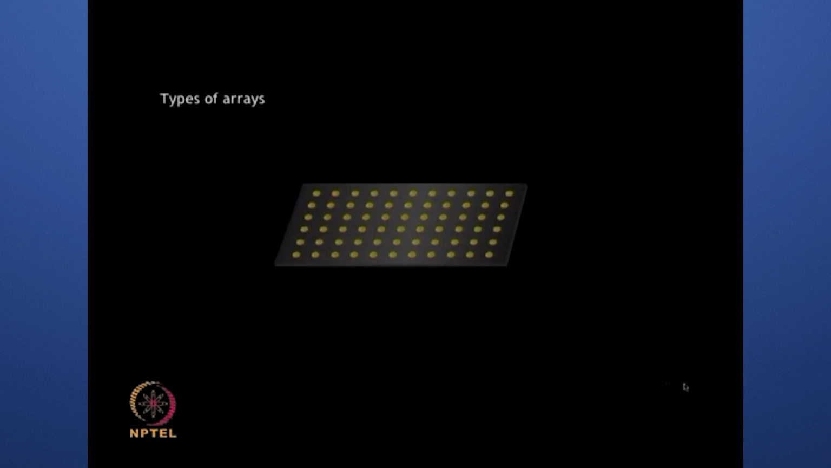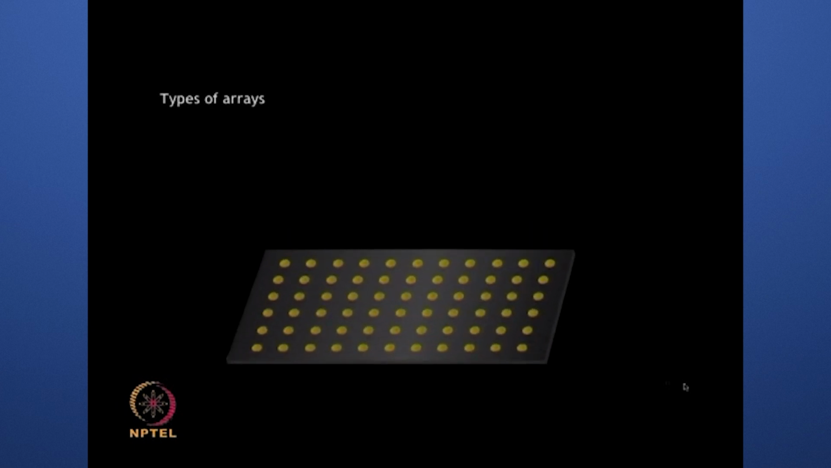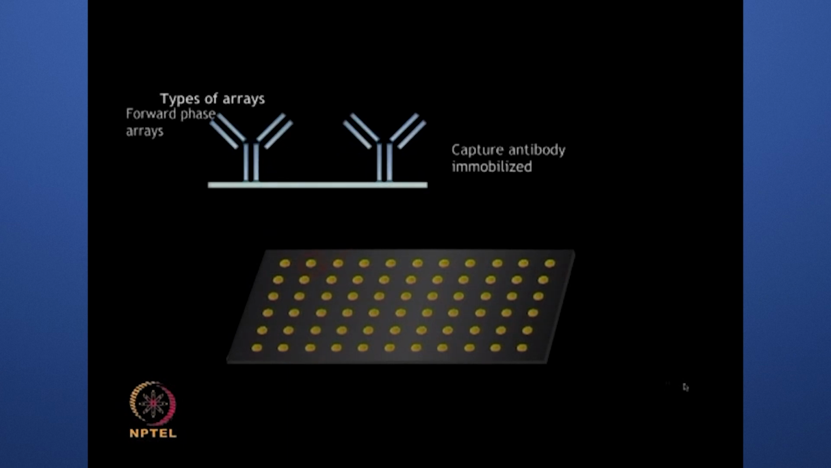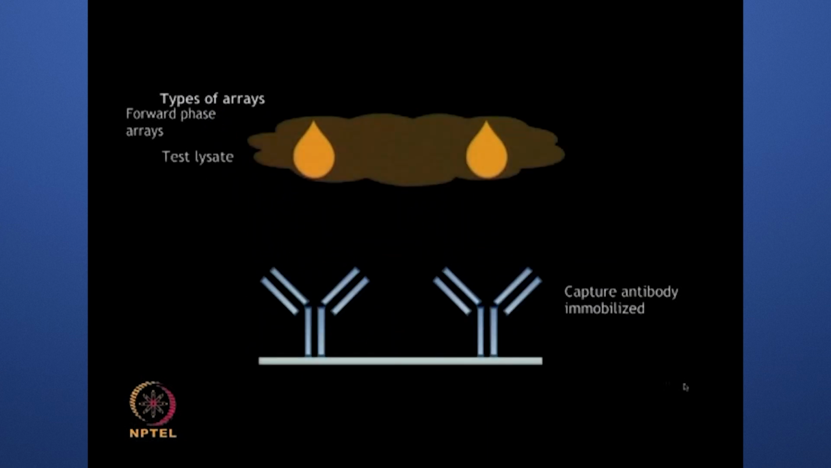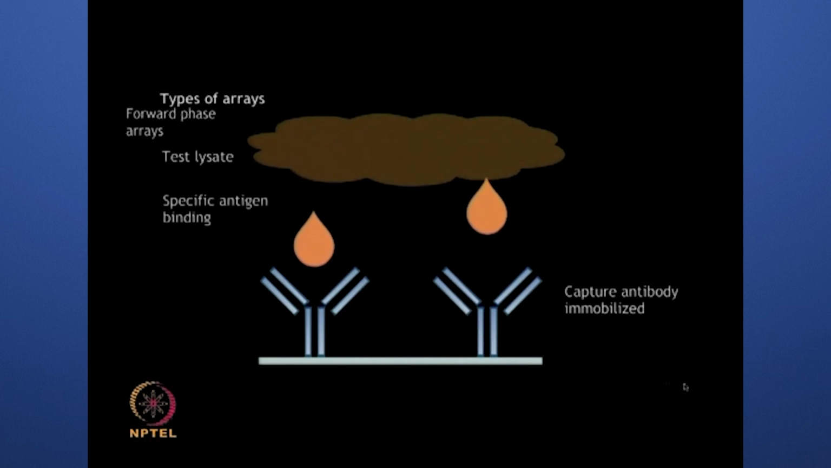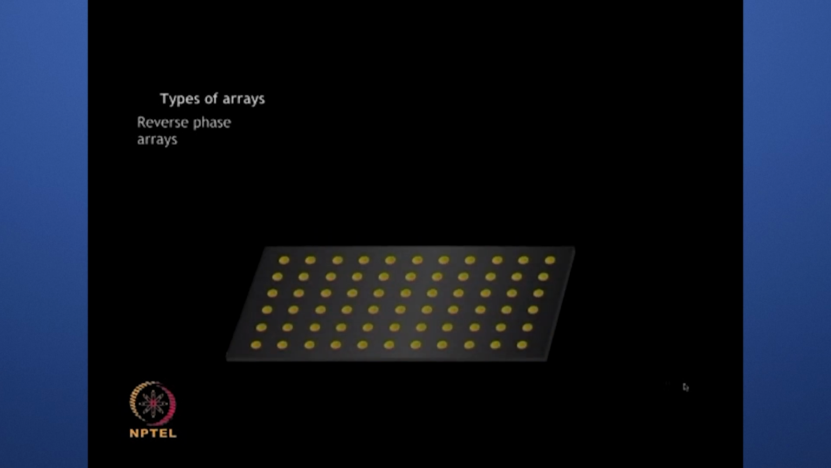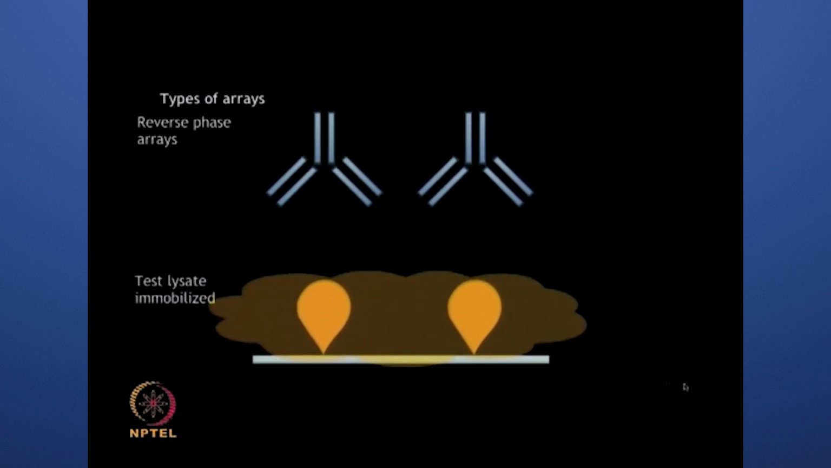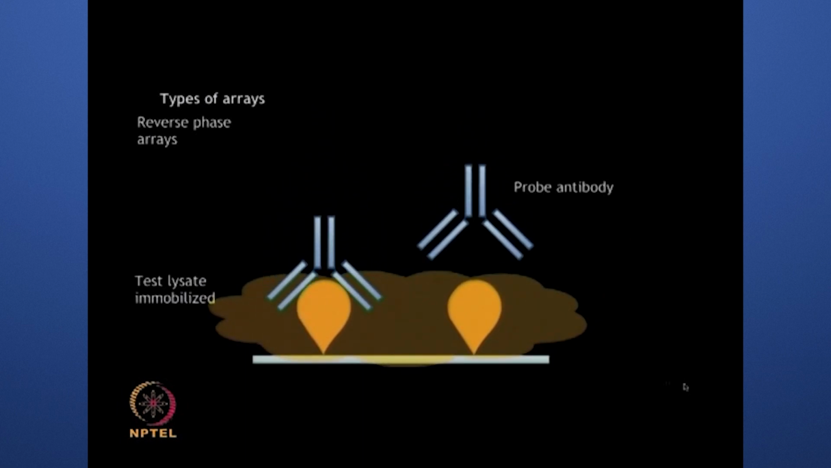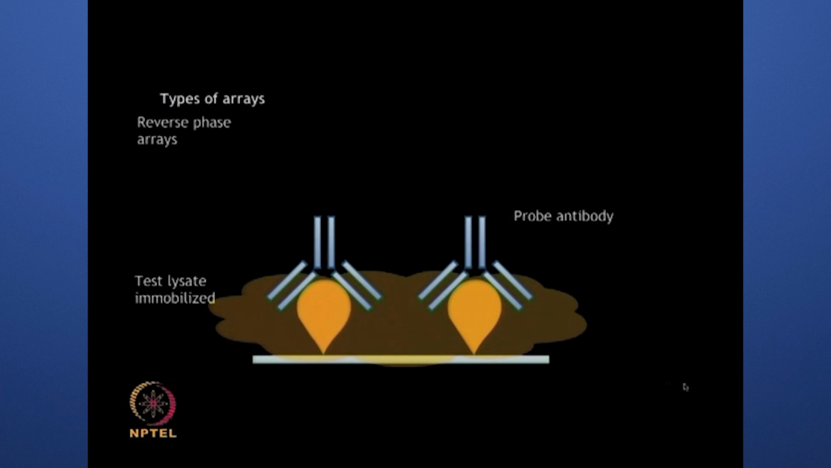There are two different types of protein arrays which are commonly used: the forward protein arrays and the reverse protein arrays. In forward phase arrays, the analyte of interest such as an antibody or aptamer is bound to the array surface and then probed by the test lysate, which may contain the antigen of interest, whereas in reverse phase arrays, the test cellular lysate is immobilized on the array surface and then probed by using detection antibodies specific to the target of interest.